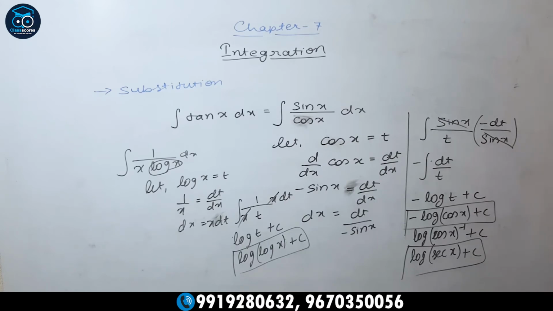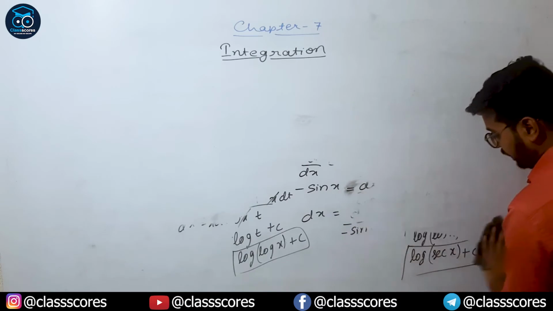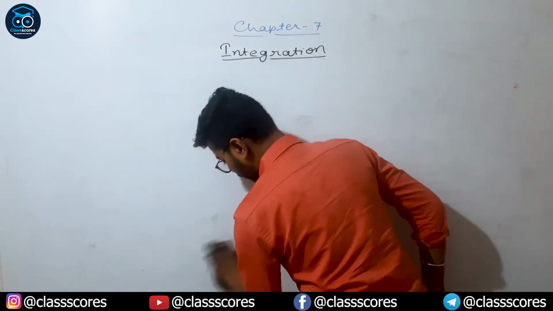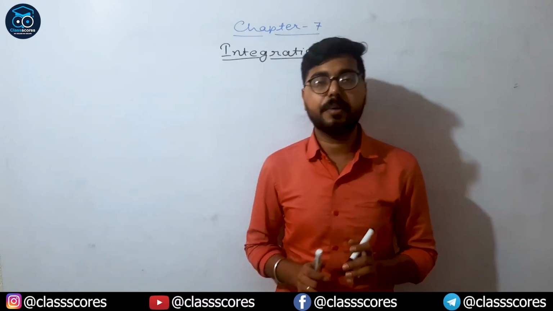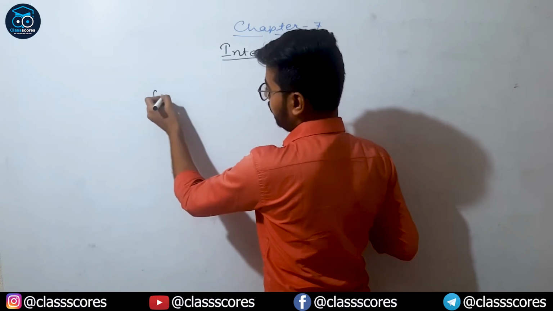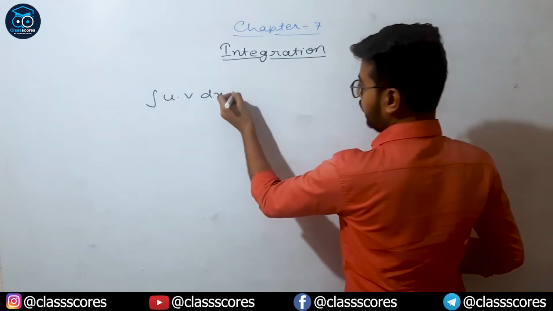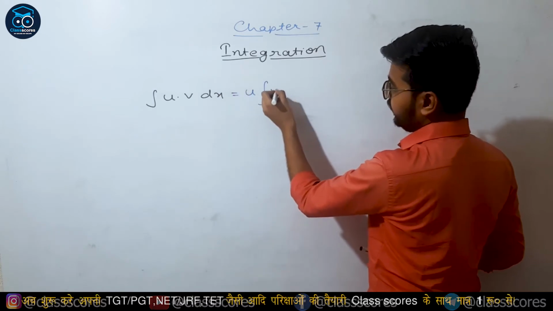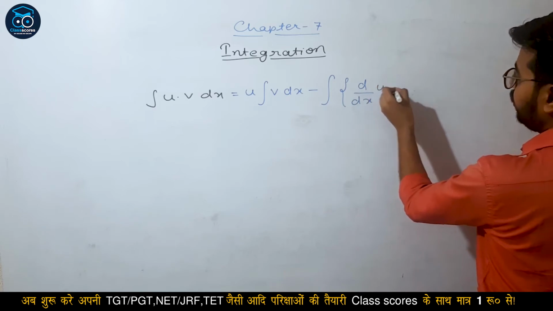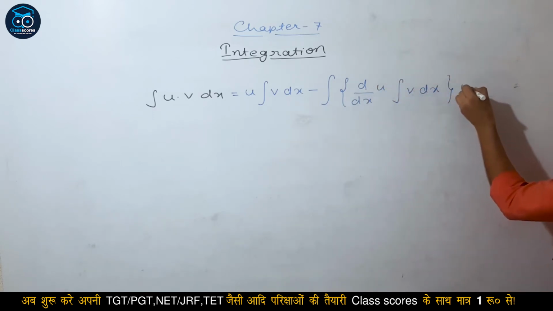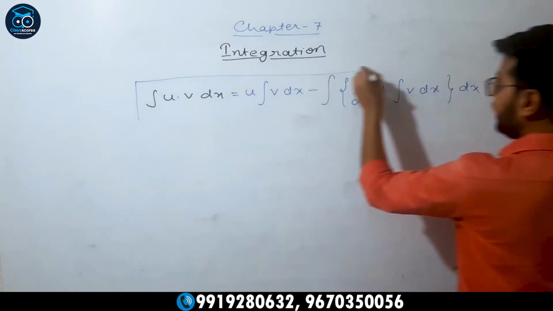Now moving towards our next method, that is integration by parts. In derivatives we already learned about the product rule and the division rule. Now here in integration there is only one rule, that is integration by parts. The formula for this is, if u and v are two different functions, then the integration of u v is u times the integration of v dx, minus the integration of d upon dx of u times the integration of v dx. So this is the overall formula for integration by parts.